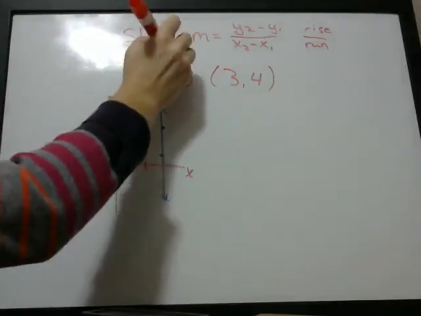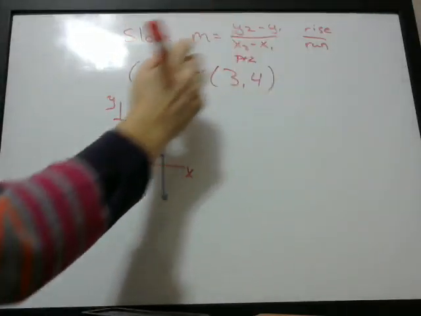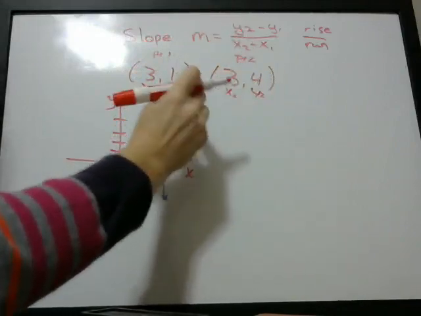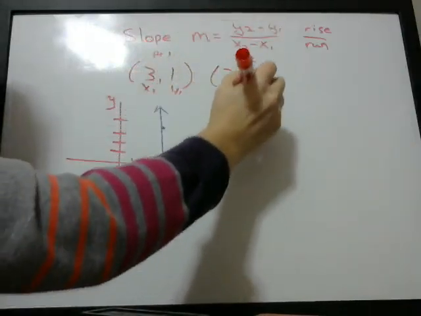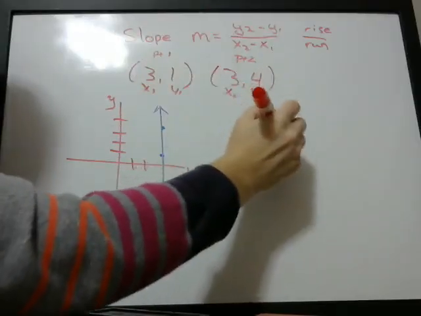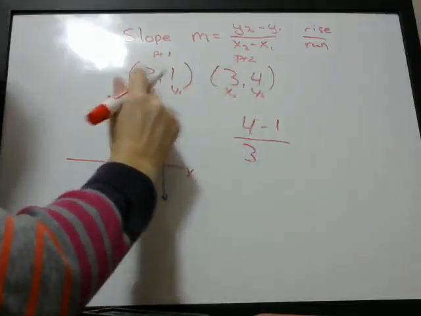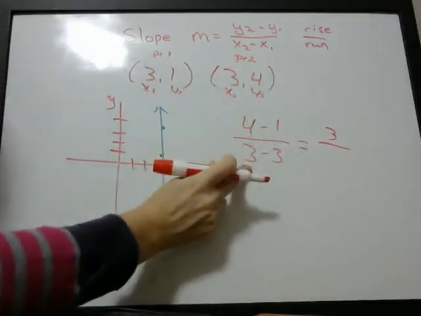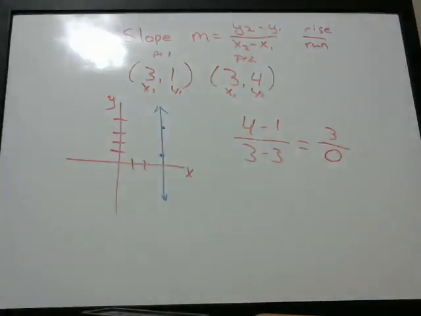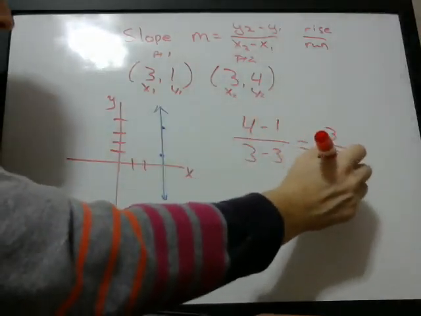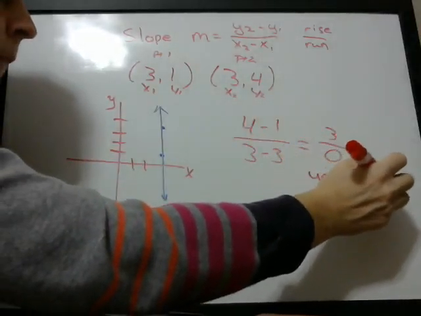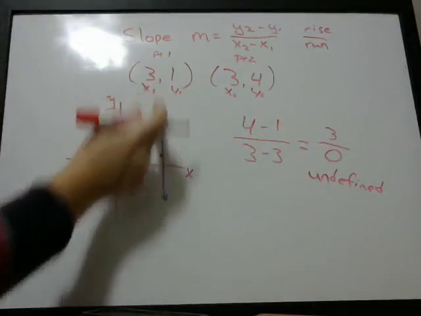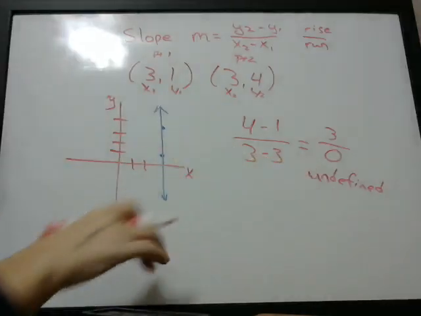Again, we have point 1, so this never changes. You're going to do the same thing. x1, y1, x2, y2. Plug in here: y2 is 4, y1 is 1, x2 is 3, x1 is 3. So here we have 3 on the top, but we have a 0 on the bottom, and that is undefined. You cannot divide by 0. You can't have a 0 in the denominator. That's why vertical lines are always undefined.